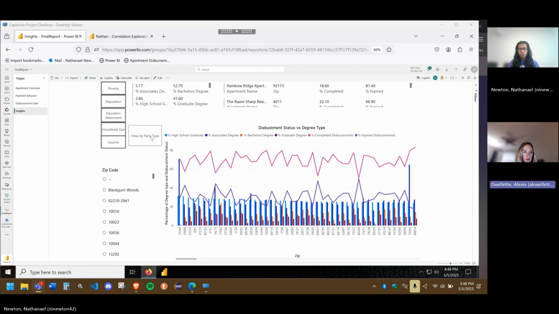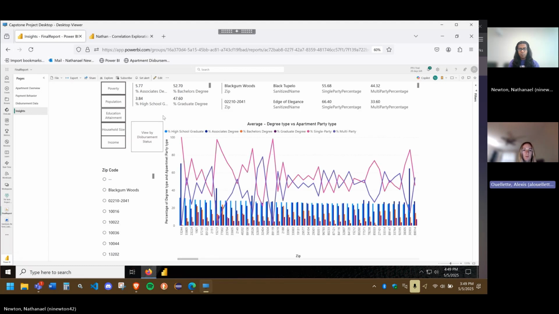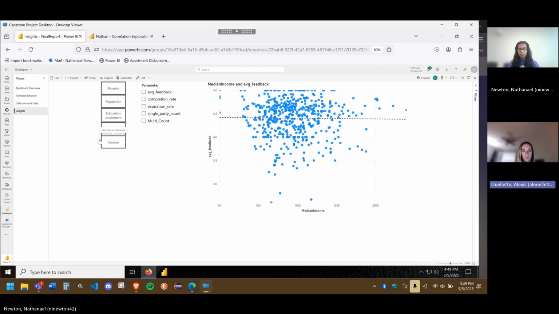Next, we can look at the view by party type. This page is very similar to the last, except the only difference is the top right card shows the percentage of single party and multi-party recipients. And I think that's all for education.